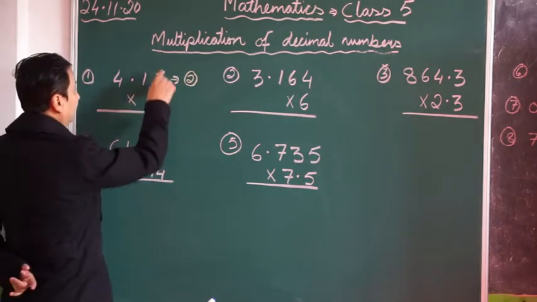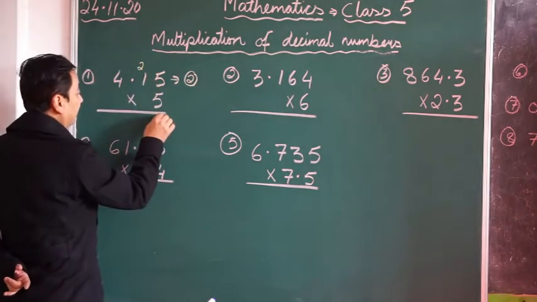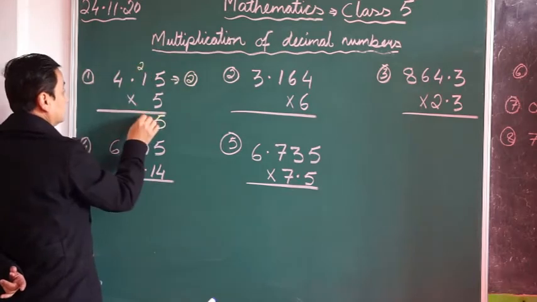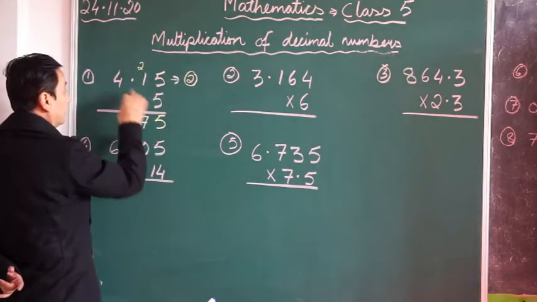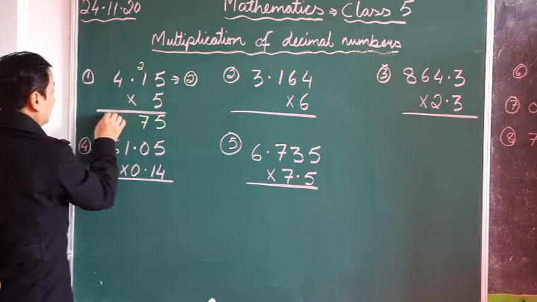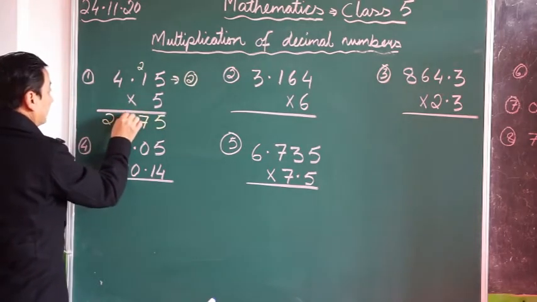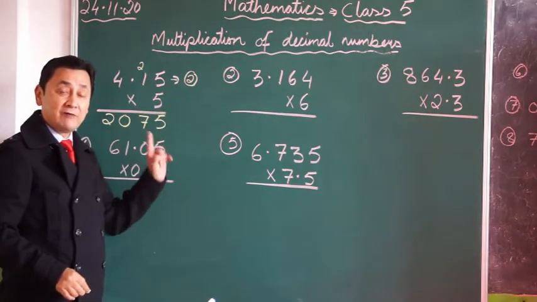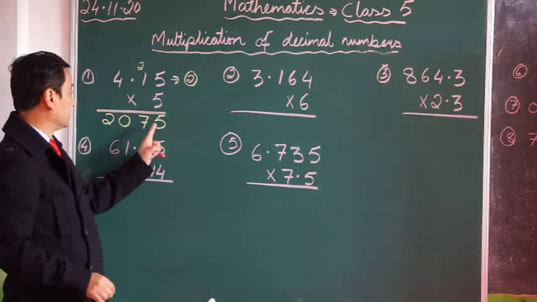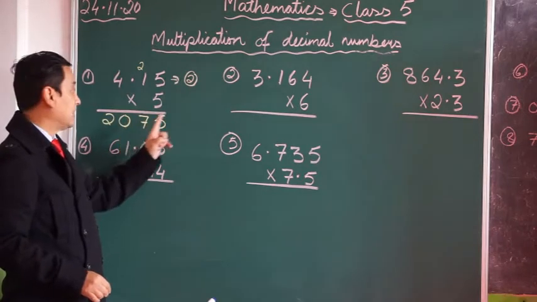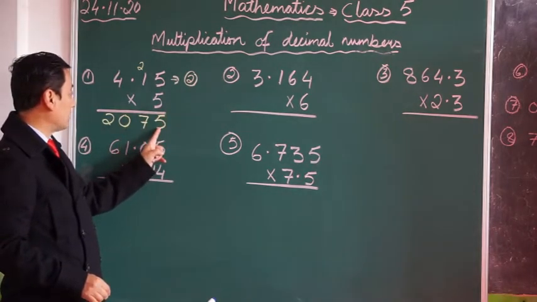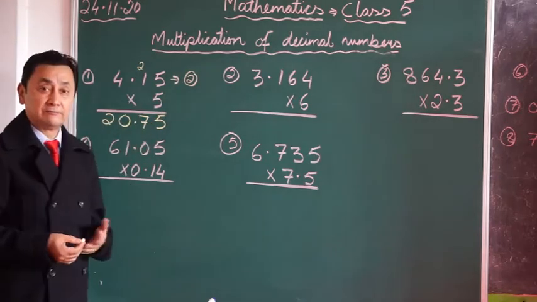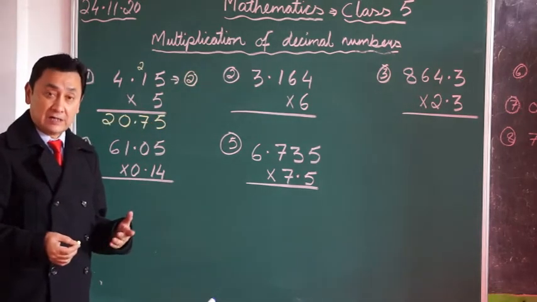So 5 5s are 25. 5 1s are 5 plus 2, 7. Don't worry about the decimal point. 5 4s are 20. Now, we have marked 2 here. So now, after you get your answer, you put that decimal point. After how many places? 2 places. 1, 2 point. And that's simple, just like before, as we have done it.